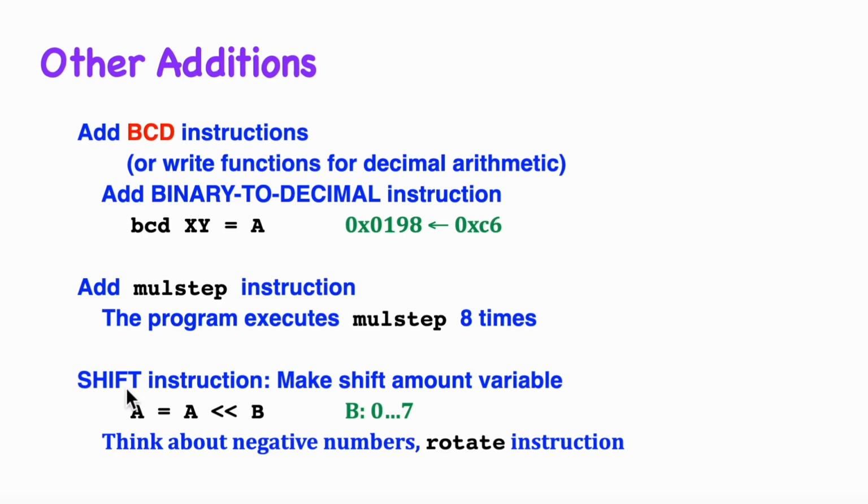Also, it might be nice to have a shift instruction that takes a variable amount. So in this case, the register B would contain the number of bits to shift and would be between 0 and 7. Or maybe you would use negative numbers to shift in the opposite direction. And that comment about negative numbers can also be applied to any rotate instruction you might want to create. So positive numbers shift, say, to the right and negative to the left, or something like that. The details are up to you.